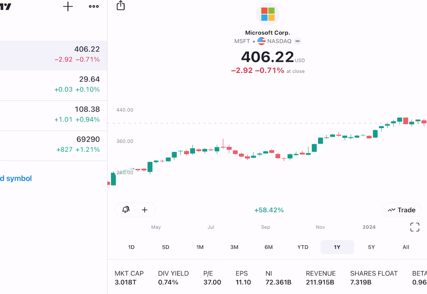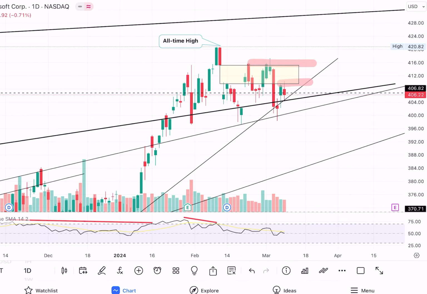We have Microsoft here, the 1-year ticker chart, and you can see that it's a constant uptrend. And you can also see on the far right of that chart, the big red candle, the first sell signal for Microsoft, and then the 2 green, and then the final red candle. Let's go to the daily chart and take a look.